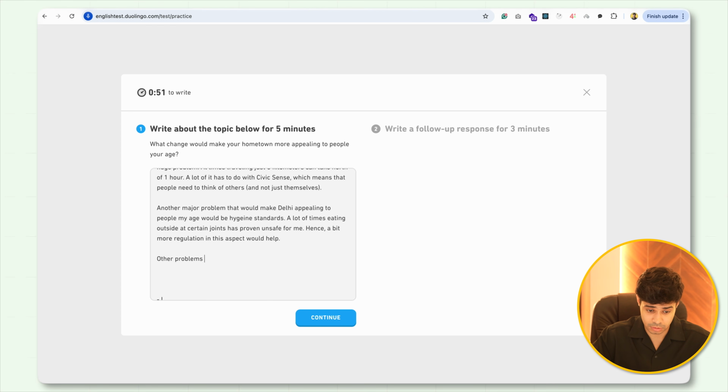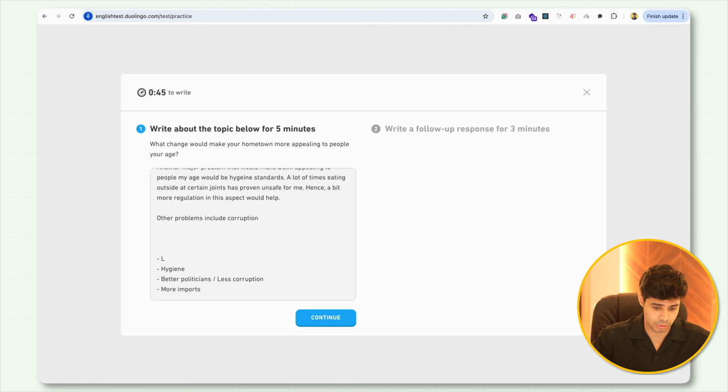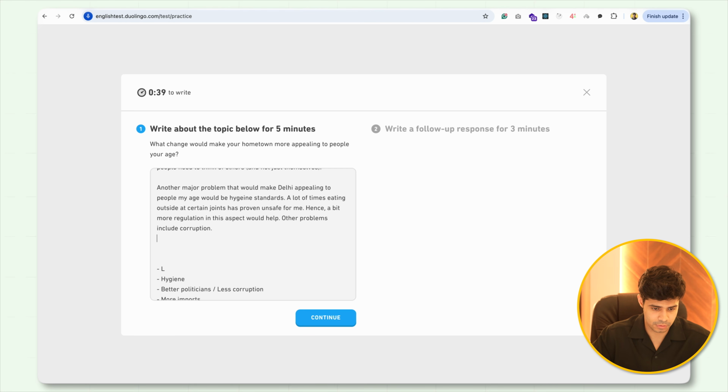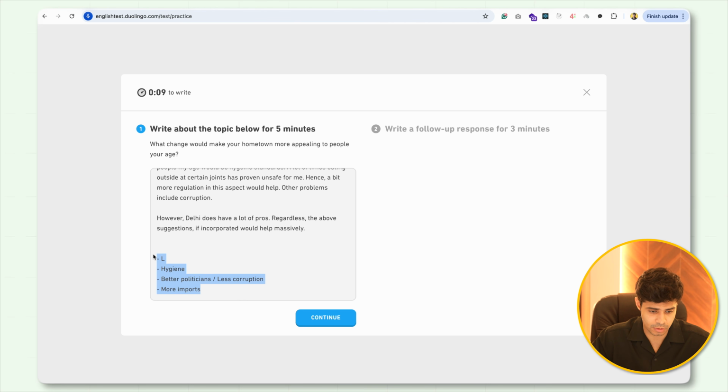Other problems include corruption. However, we could just club this here. However, Delhi does have a lot of pros. Regardless, the above suggestions, if incorporated, would help massively. All right, and you wanna go ahead and just quickly read it.